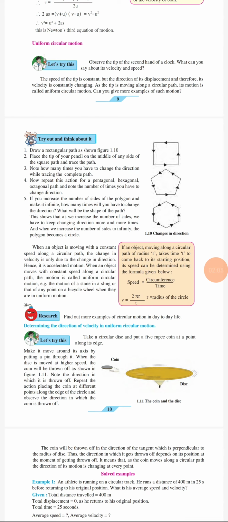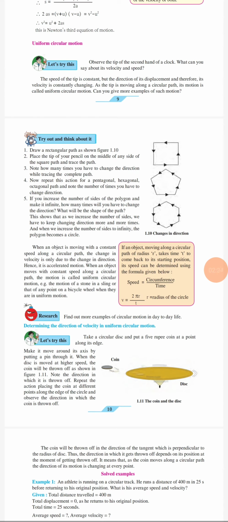Now look at the try-out example and think about it. They say to draw a rectangular path, just see figure 1.10. Place the tip of your pencil in the middle of any side, and look at the arrow. You will observe it on all the sides. Now, how many times will you change the direction of rotation in the case of a square?